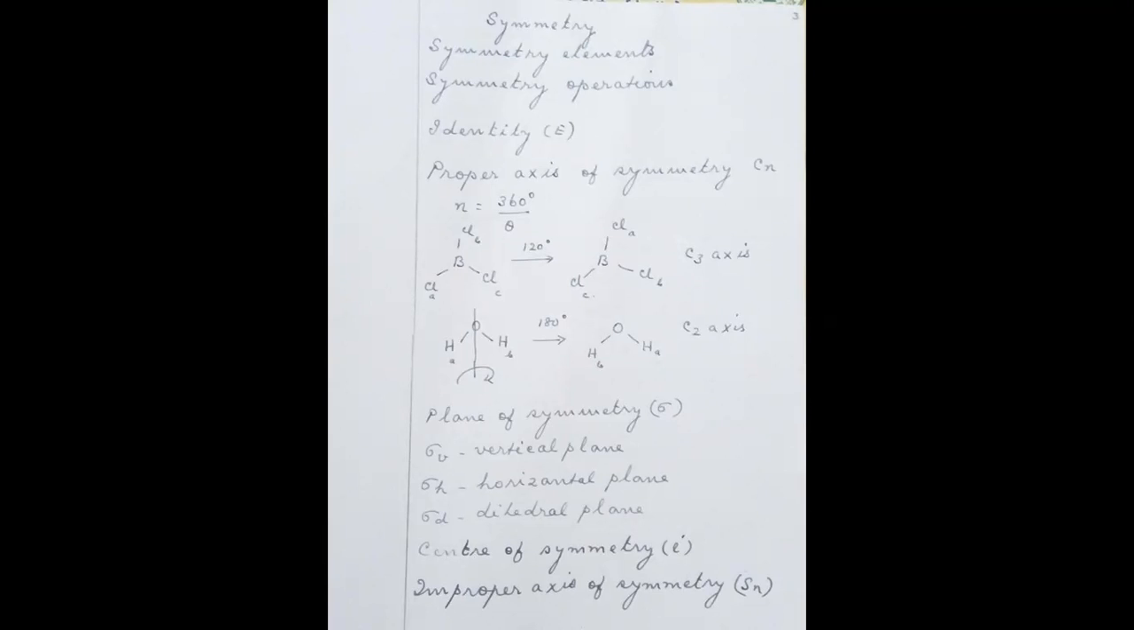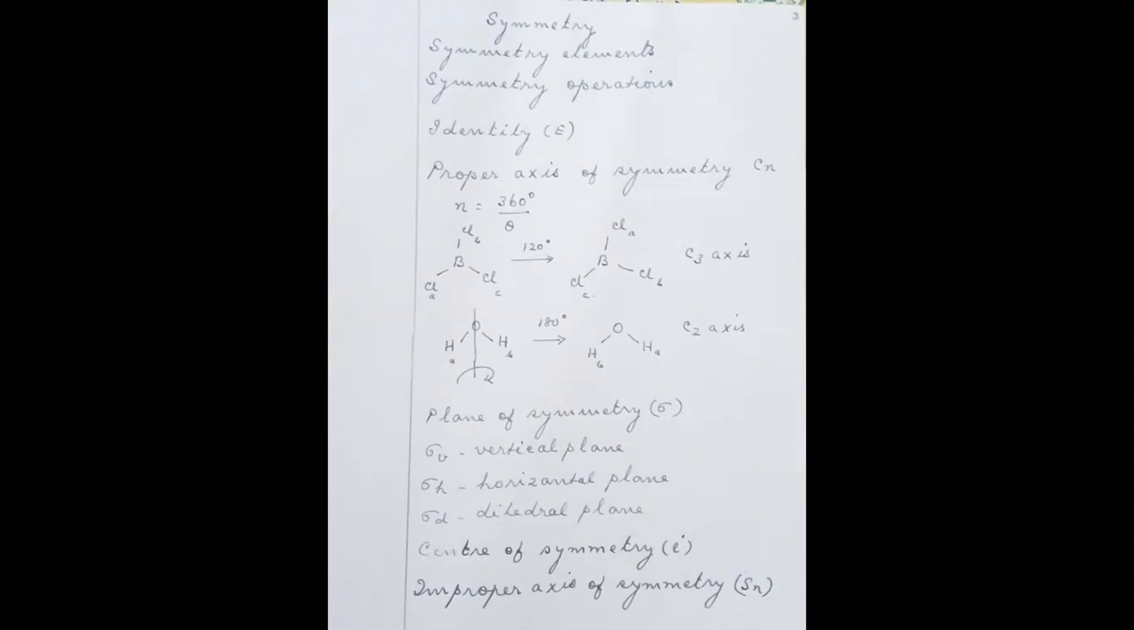I think you might have understood what I have told you. What is the proper axis of symmetry? It is a rotational axis. Any molecule containing an axis, about that axis you can rotate the molecule. When you rotate by a certain degree, the groups change their positions, and if the resultant molecule is identical with the original molecule, then the molecule is said to have a proper axis of symmetry.